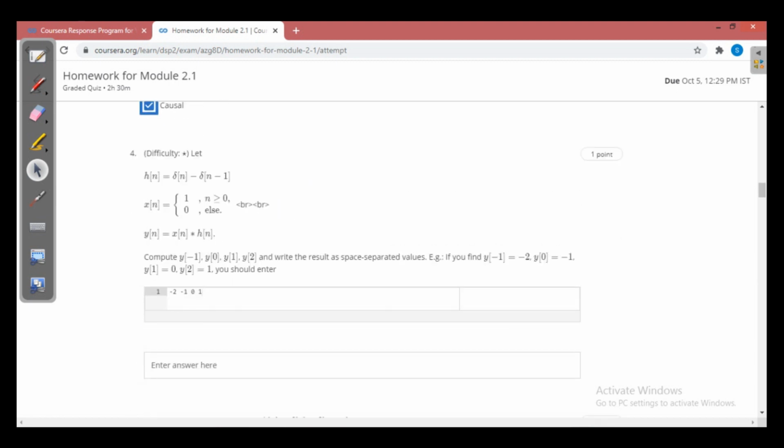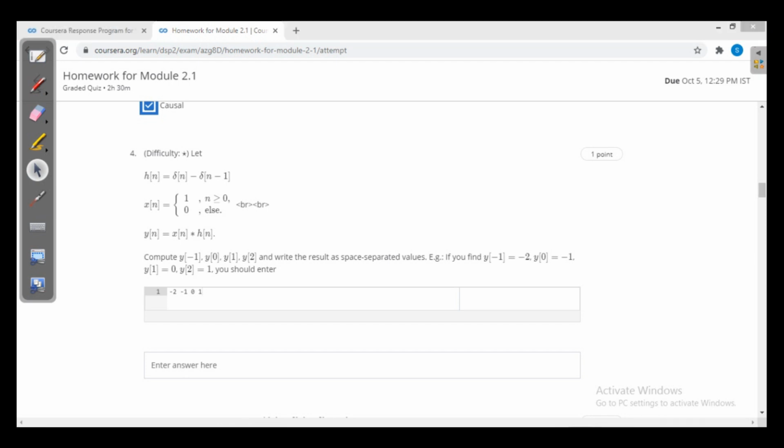Okay, next the fourth one. h of n is equal to delta of n minus delta of n minus 1, and x of n is equal to 1 for positive time and 0 else, and y of n is x of n convolved with h of n. Simply we need to find the convolution. So we need to find the 4 samples, y of minus 1, 0, 1 and 2. Now see the fourth one.